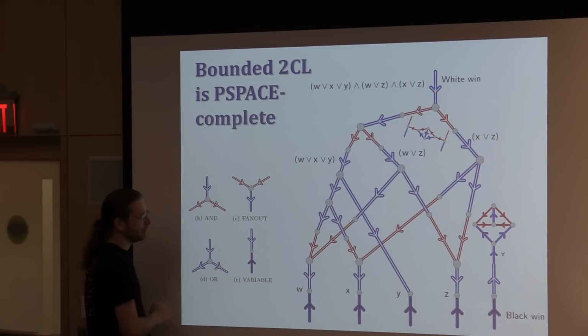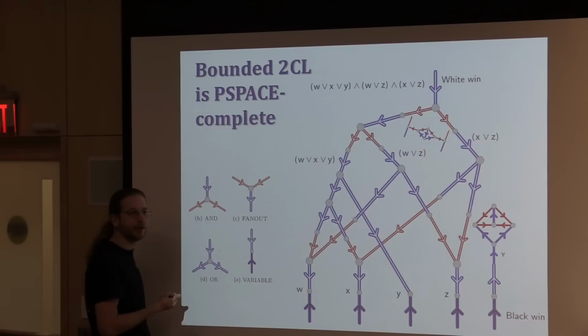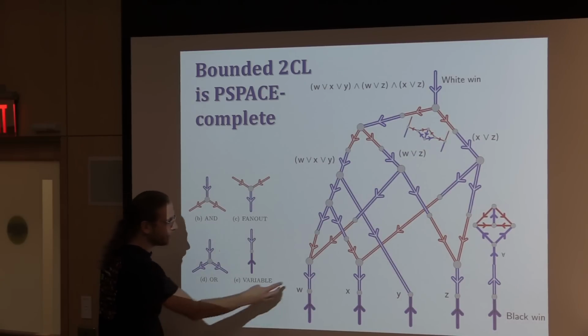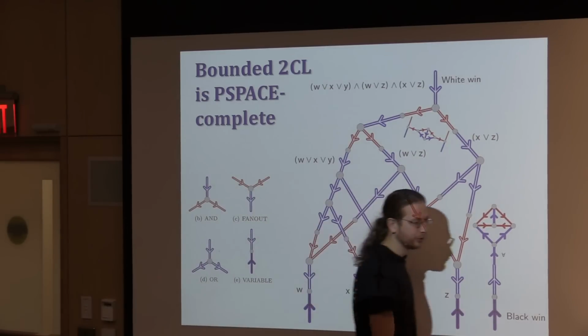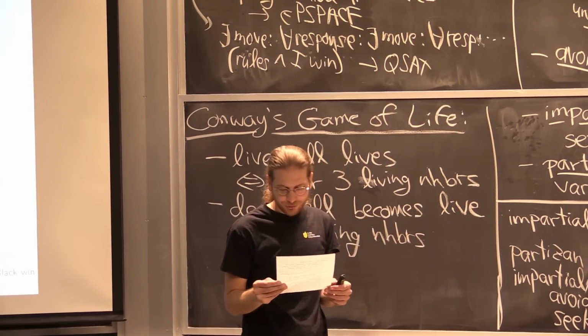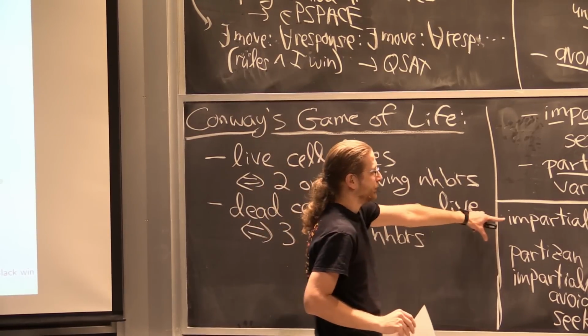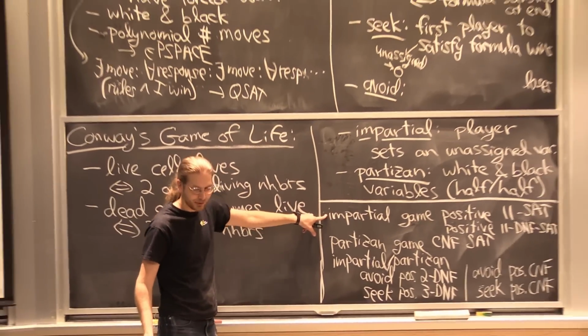We'll call this a variable. The idea is that whoever gets there first, white or black, can flip it, preventing the other player from flipping their edge. So that's what we're going to use for variable settings. And I am reducing from, remember the terminology here, impartial game positive CNF set. The very first one here, impartial game positive CNF set.